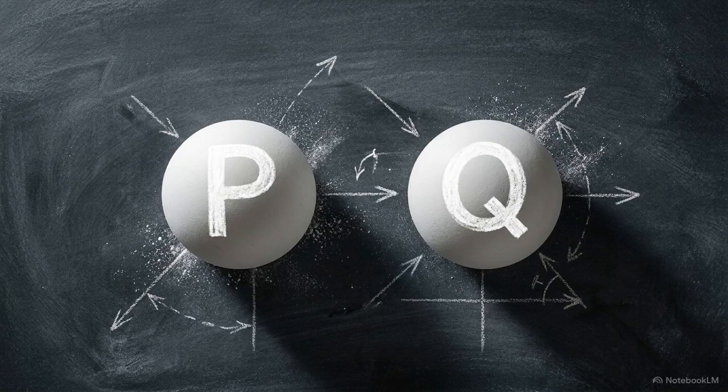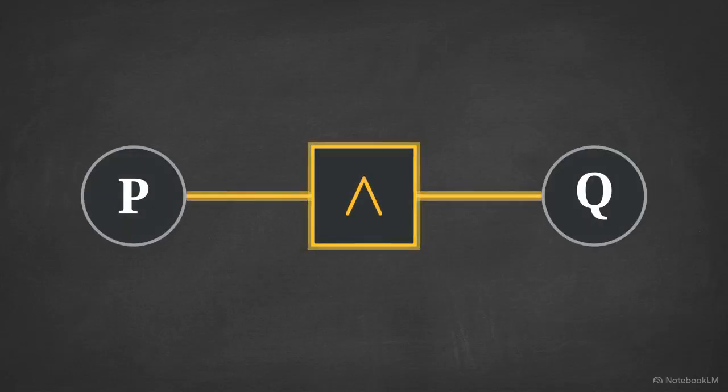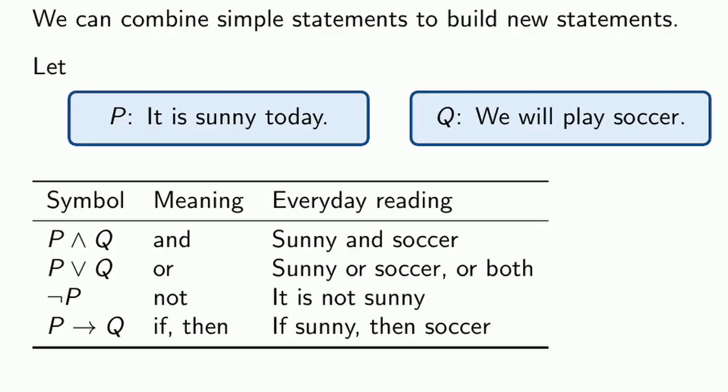Isolated statements don't exist in a vacuum. Human interactions require combining them. We need a way to track the truth when these ideas get tangled together. This table shows the abstract symbols for the basic logical operators: and, or, and not.